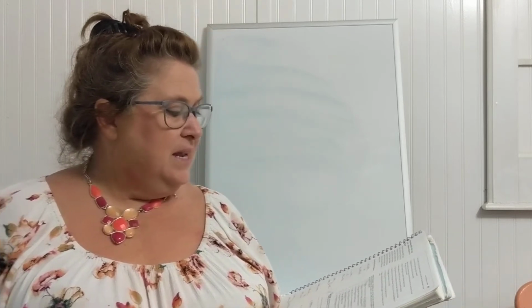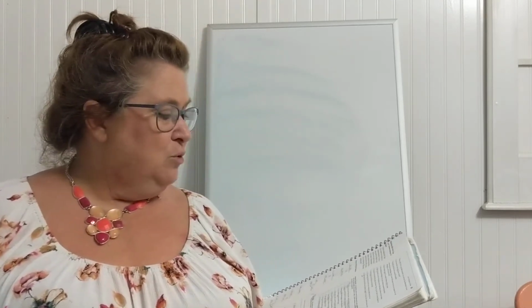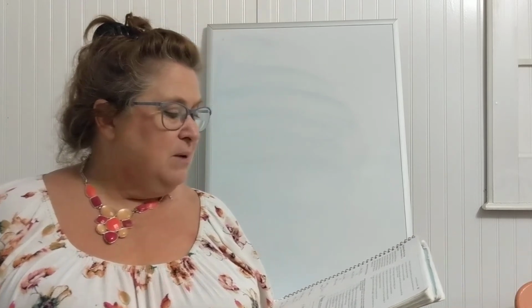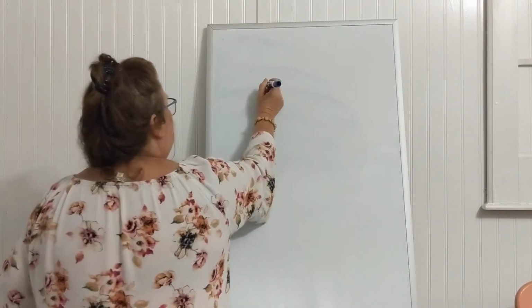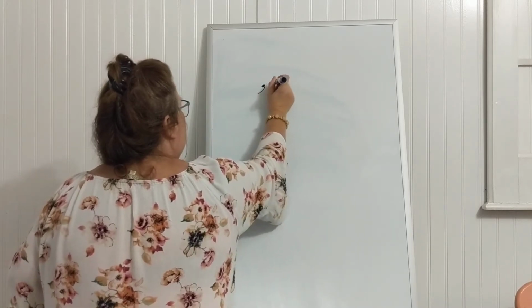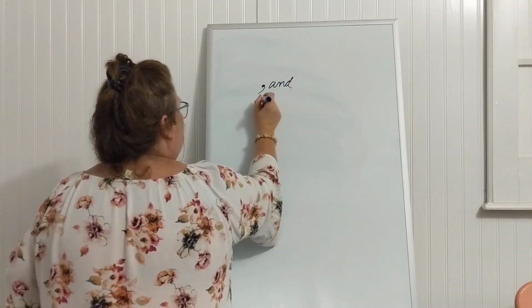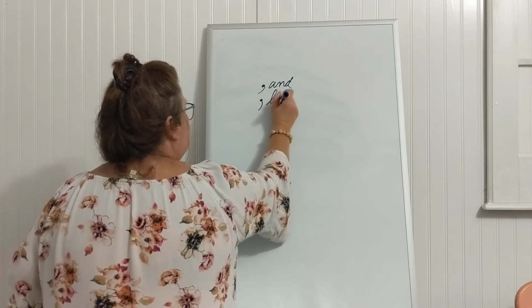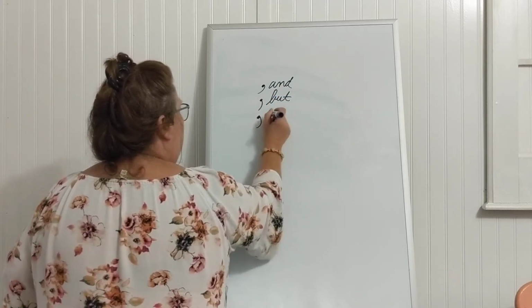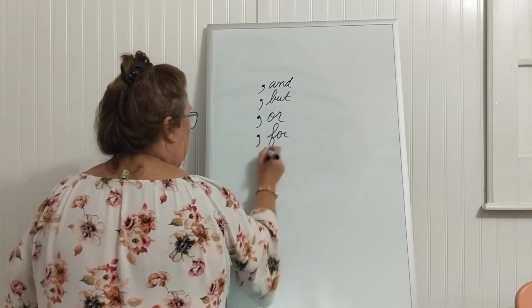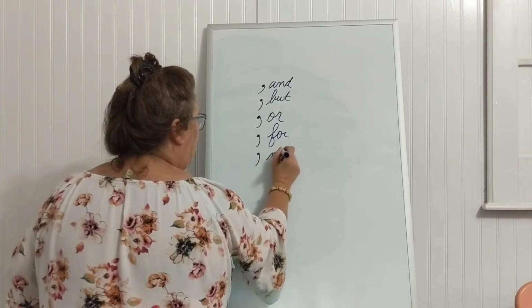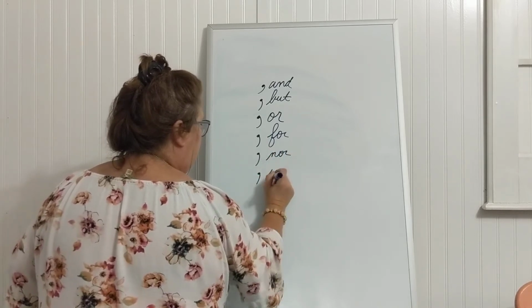So we are going to underline each verb 2 times and each subject 1 time. In the blank before each sentence, write S if the sentence is simple, write C if the sentence is compound. But something else that I am adding to these directions is that we are going to look for comma and, comma but, comma or, comma for, comma nor, and comma yet.